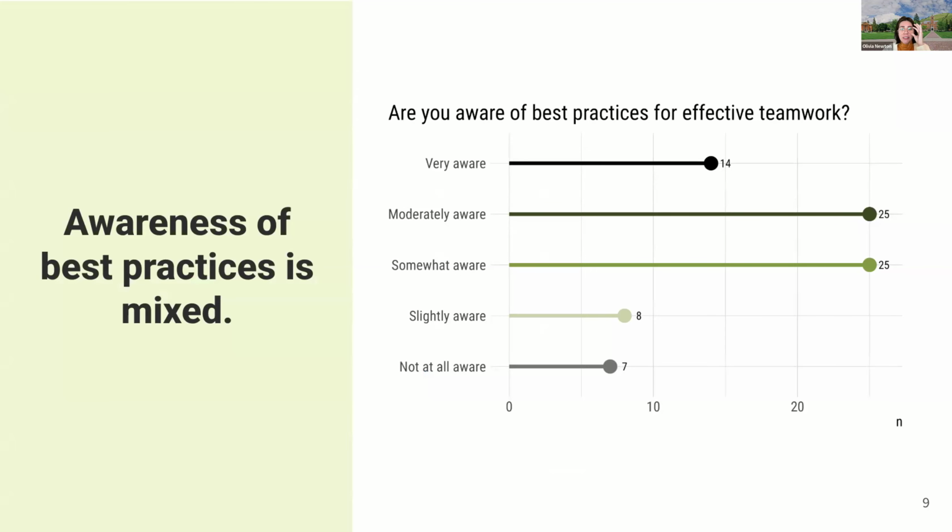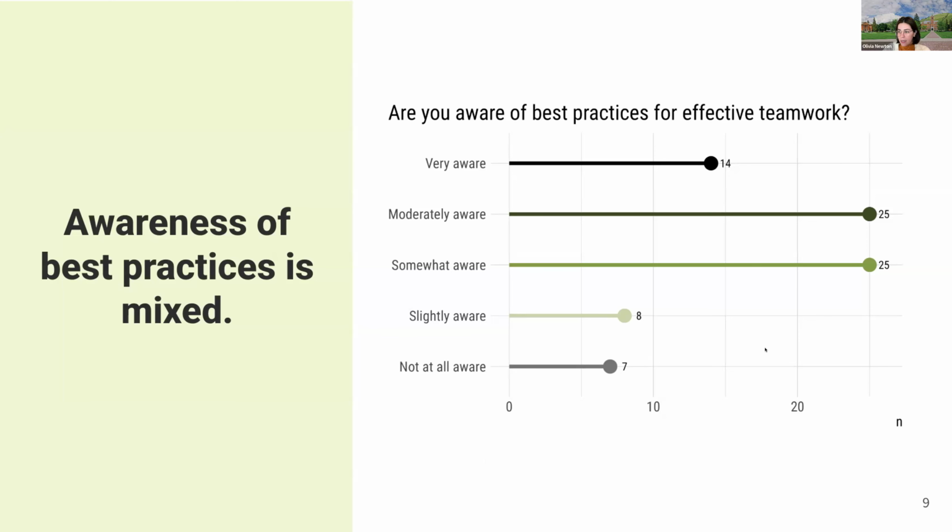We asked our survey participants a number of questions about teamwork. One of the items that stood out when looking at the data was how awareness of best practices for effective teamwork in scientific computing was spread. So participants were asked to indicate their level of awareness on a 5-point scale, which is plotted here on the x-axis. And we see that a lot of folks fall into the moderately aware and somewhat aware group.